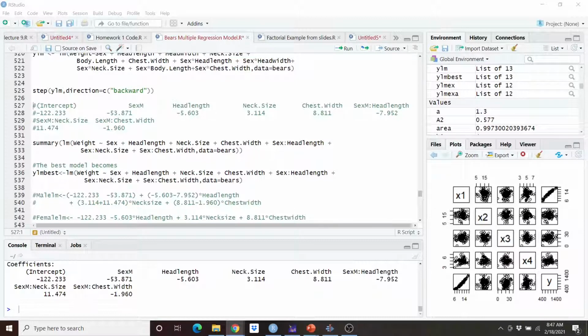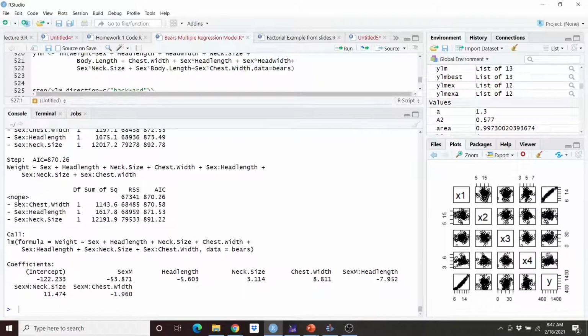In our R output, what we saw was an AIC. This is Akaike's information criterion. However, there's also a BIC, Bayesian information criterion, which can be used. But R gives us AIC.